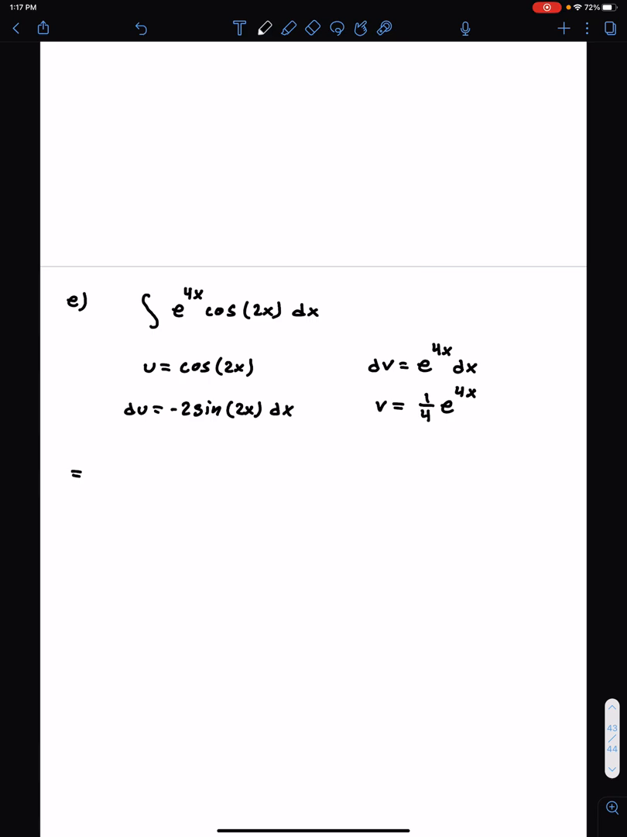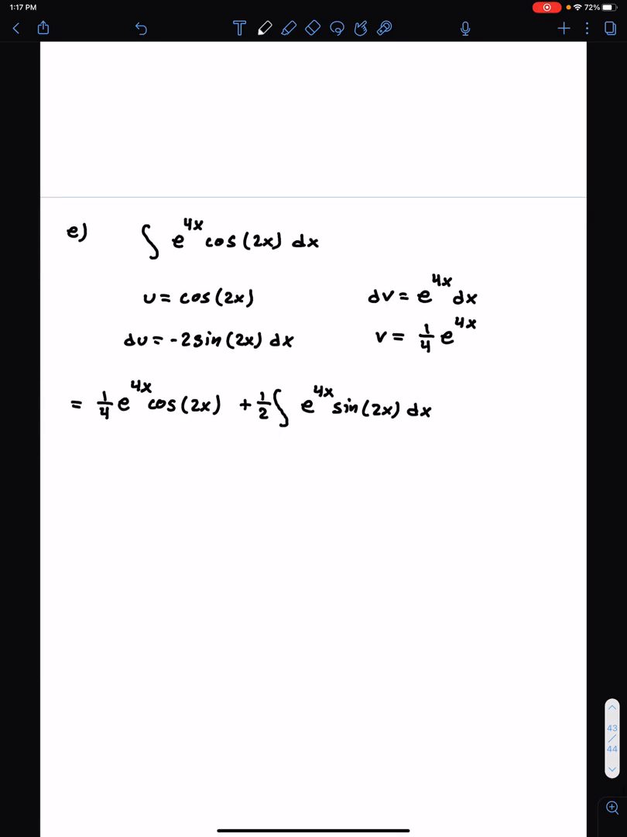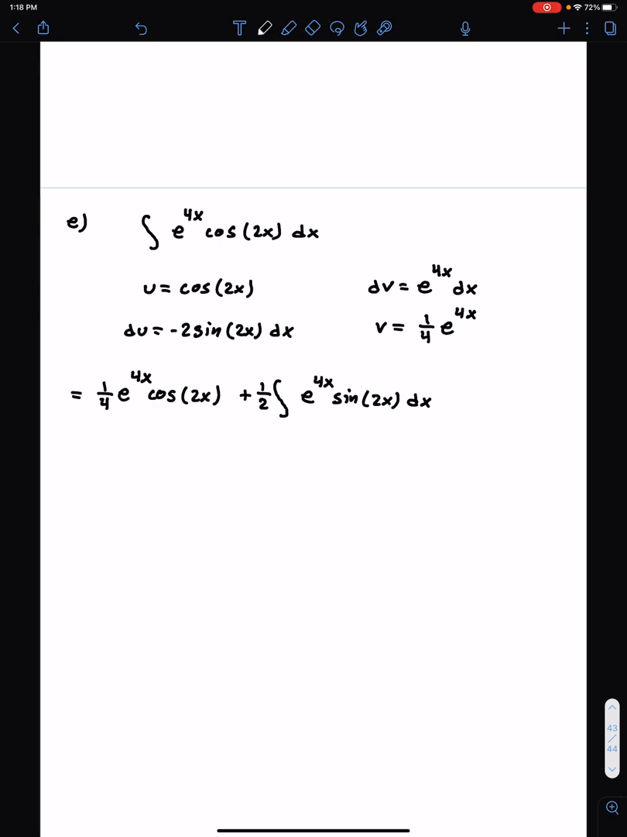So u times v, 1/4 e to the 4x cosine 2x minus the integral of v du. So minus 1/4 times negative 2, minus a negative will turn into plus. I'll factor out the 1/2 e to the 4x sine 2x dx. I'm going to do integration by parts one more time.